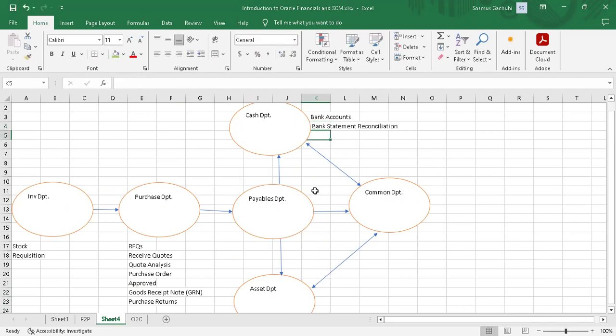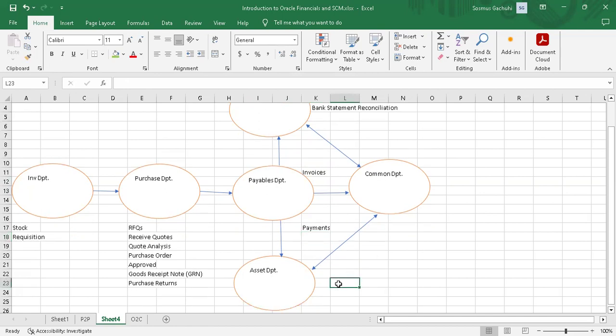Okay. Then we have the payables department, whereby we usually maintain supplier invoices. And also we do the payments. Then we have the asset department, whereby we maintain assets. When we talk of assets, it is fixed assets, and also we calculate asset depreciation.